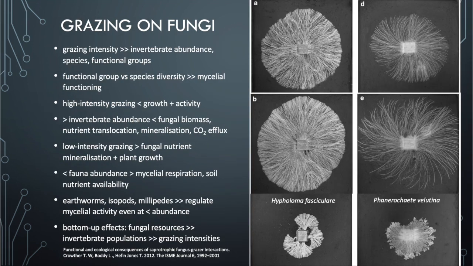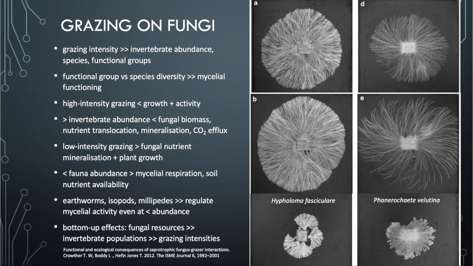So let's look at how the various organisms feed on fungi and how that feeding behavior influences the fungal populations and fungal species. Grazing intensity is very much dependent on invertebrate abundance, how many different species there are within the ecosystem grazing on fungi, and also how many of each of these species exist in that ecosystem. And that is also dependent on the species of invertebrates and the functional groups of the various fungi that support those creatures consuming those fungi.